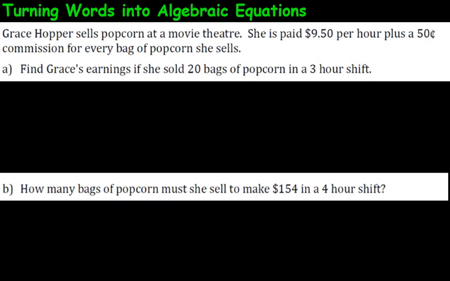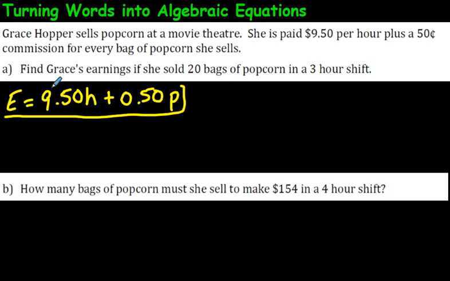First of all, let's just come up with an equation here. Let's see, her earnings are, for Grace, she gets $9.50 per hour. So $9.50 times the number of hours plus 0.50, 50 cents commission for every bag of popcorn she sells. Okay, so for every bag of popcorn, she gets 50 cents. So that's our expression right here. We can use this to solve any question that comes now. Now that we have this, we're good to go.